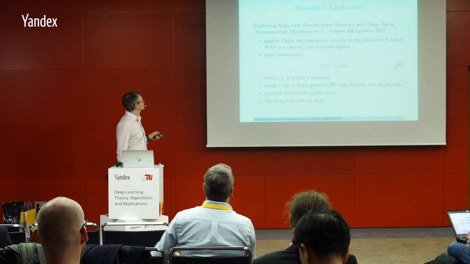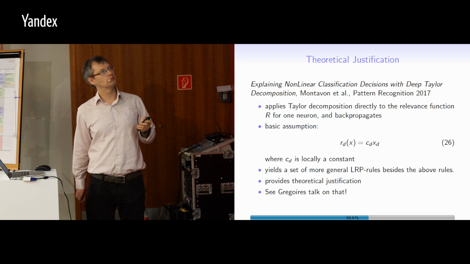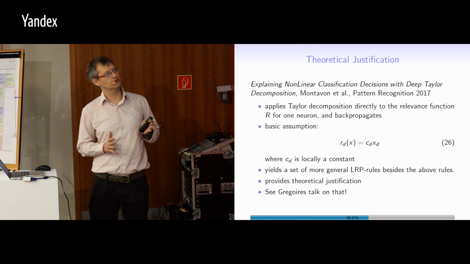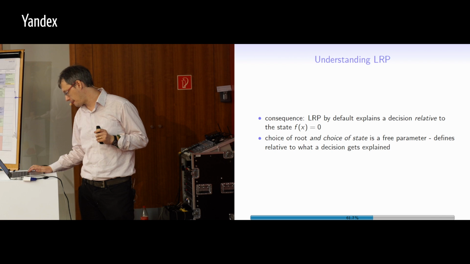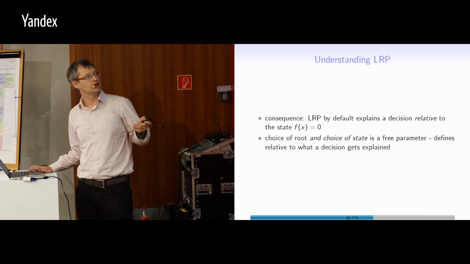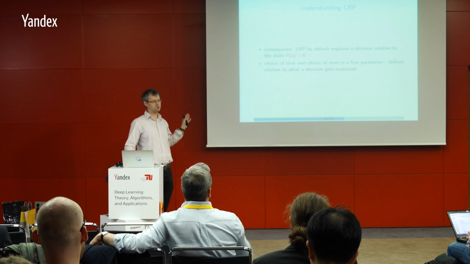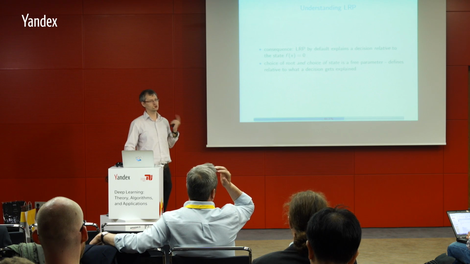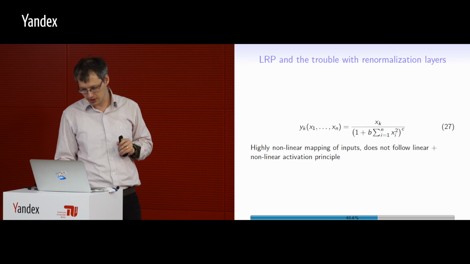In principle, I will not talk too much about this because Gregoire will explain this in much more detail. We have a pattern recognition paper where Gregoire took this to much more depth and applied the decomposition to the relevance function. That I said in principle already. There is a choice of root and a choice of state relative to which you explain. This is in all the papers very implicit, but you should be aware of that, okay? That there is an explanation relative to a state always.